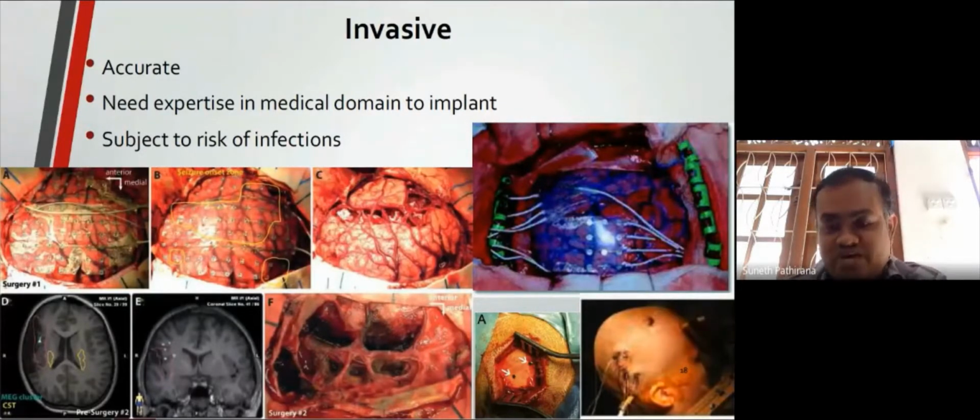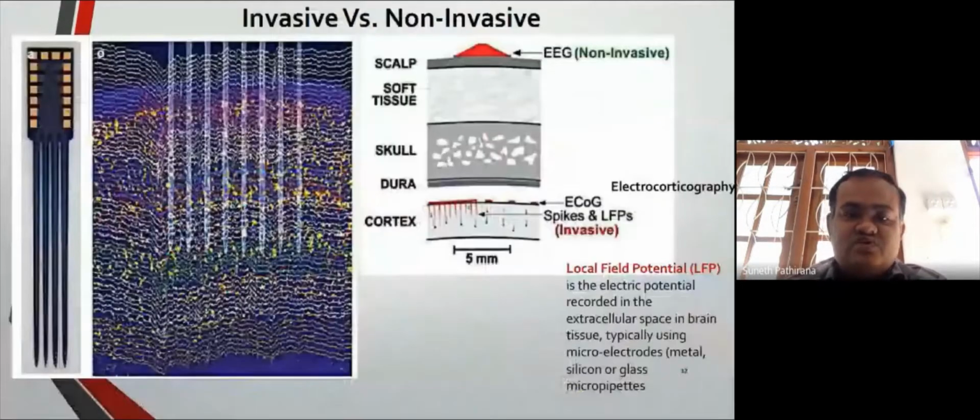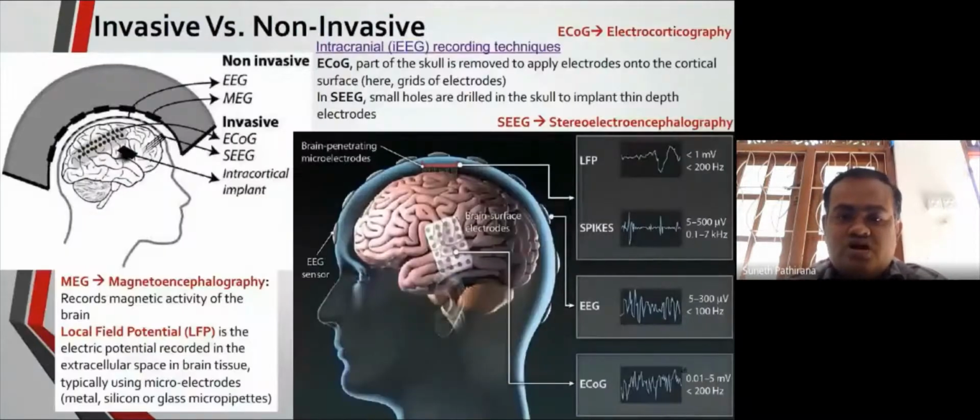We can have quality signals, but there's a risk of operating on these people, and possible infections can happen. This is not possible to be done by a computing researcher. So you need to incorporate a medical person with medical expertise to implant these sensors. So this is the level of the skin at which we insert the sensors in each distinguished technology. The computing researchers are supposed to use these non-invasive techniques.